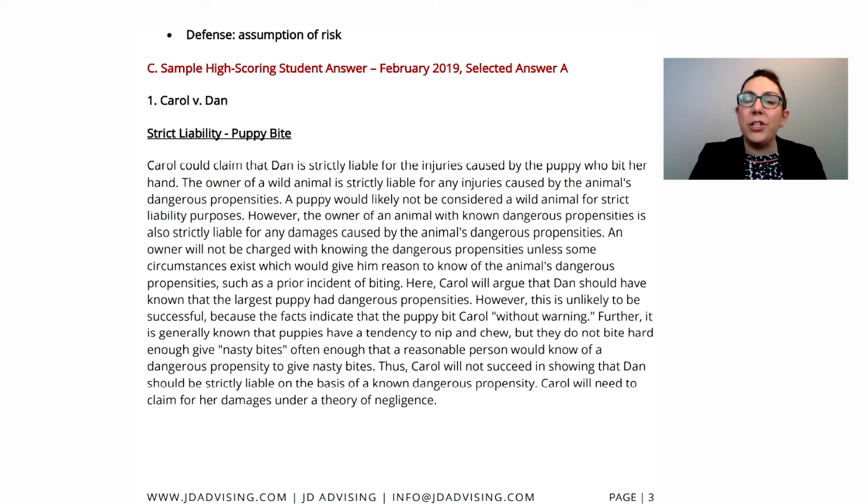So now we have a conclusion, and it says, thus, Carol will not succeed in showing that Dan should be strictly liable on the basis of a known dangerous propensity. Carol will need to claim for her damages under a theory of negligence, which is the next issue that they go into. But I want to point out that it could be pretty easy to overlook this issue.